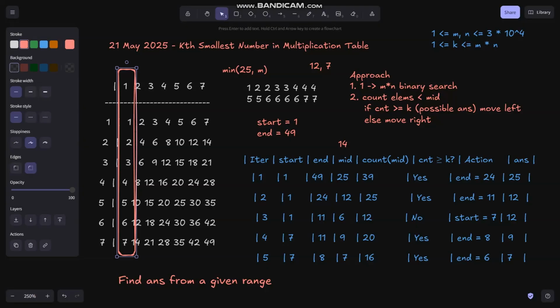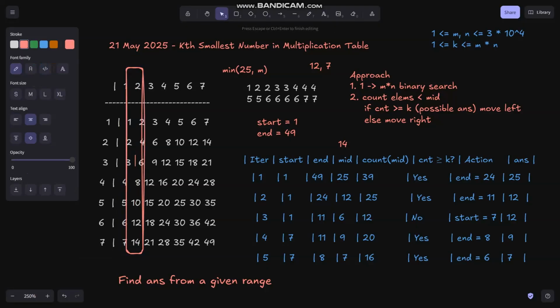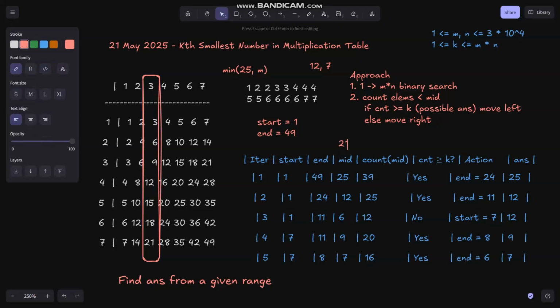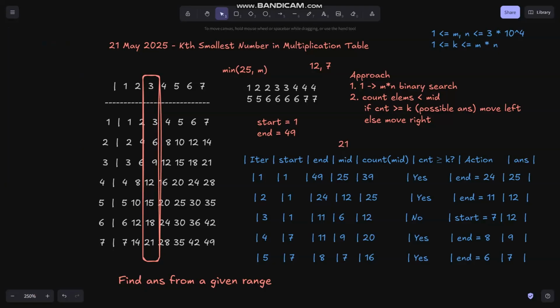And if you look at the third column, you divide 25 by 3, so what do you get? You get 8, right? So at max 8 values can be less than 25 in the table of 3, but here also we are exceeding our limit of 7, so we add 7 and get 21. Our updated answer is 21.